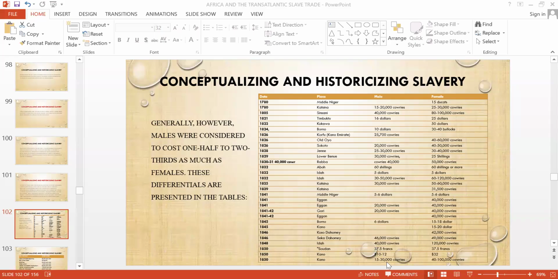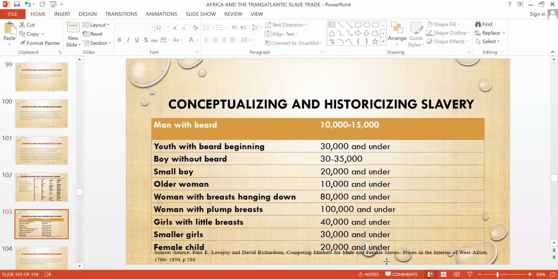The pricing of people based on... can you see this slide more better? Can you relate to this slide more better? Can you see this much more clearly? Hello? Yes, sir, we can. Yes, sir, we can see it.